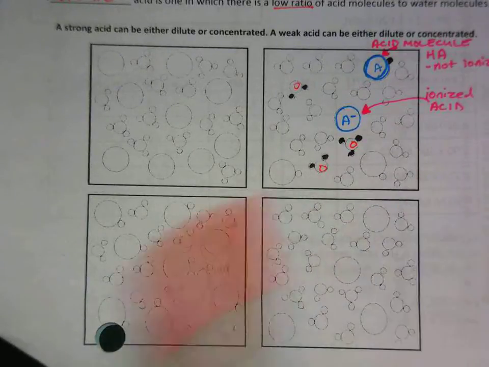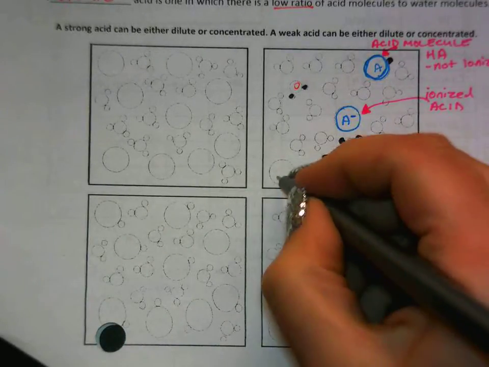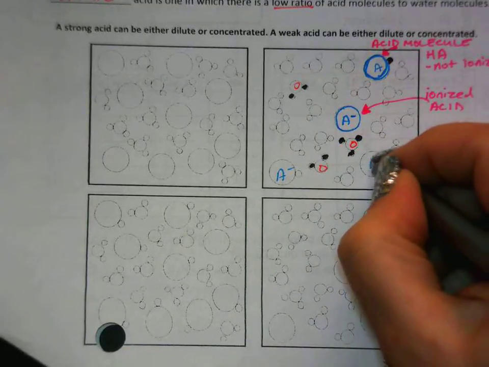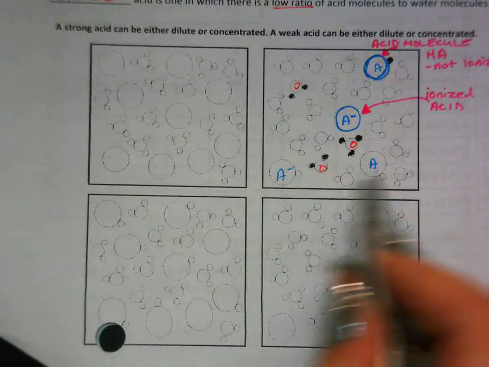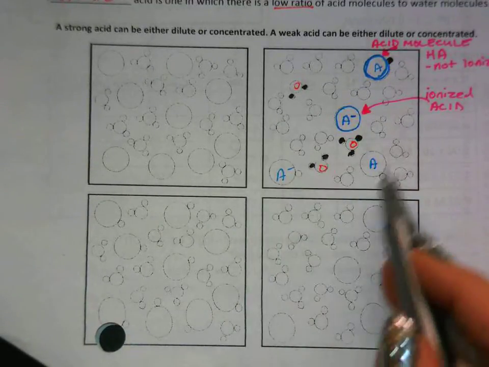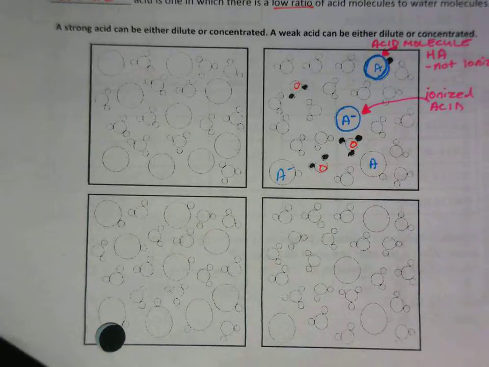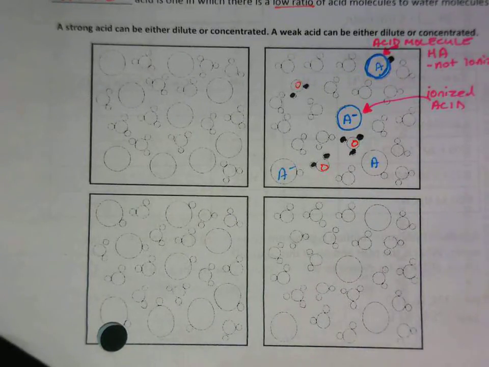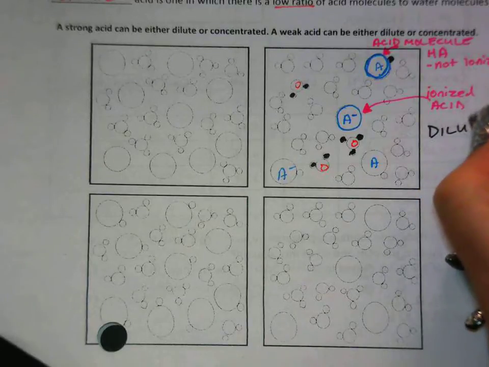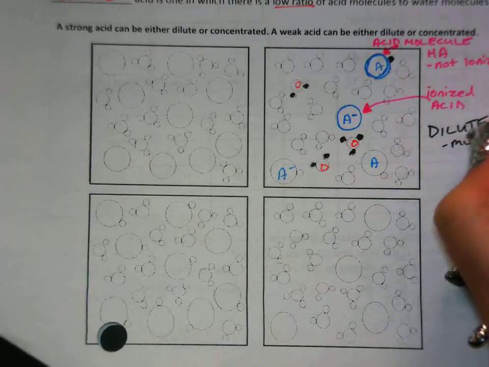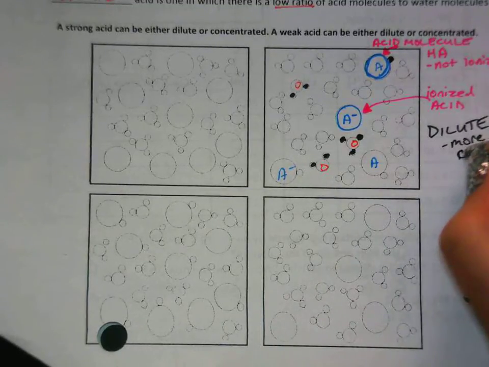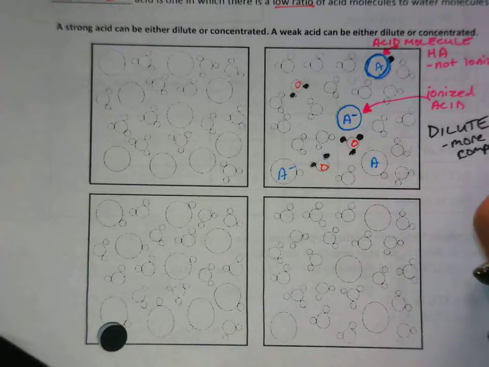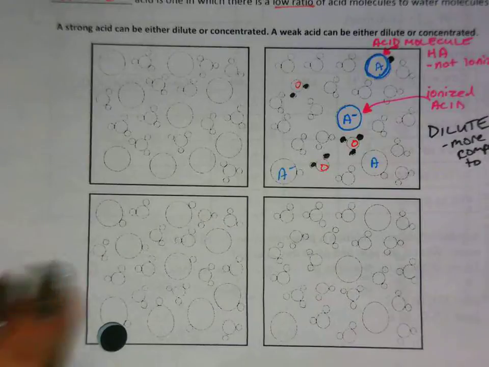So looking at this picture, we have 1, 2, 3, 4 different acids with lots and lots of water. Since we have many more waters than we have acids, I'm going to call this dilute. There's more H2O compared to acid. Oops, sorry about that.